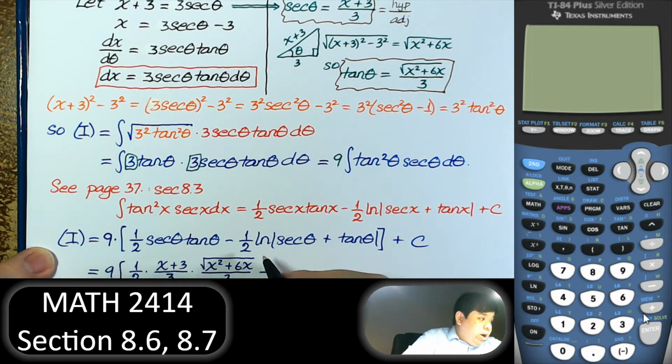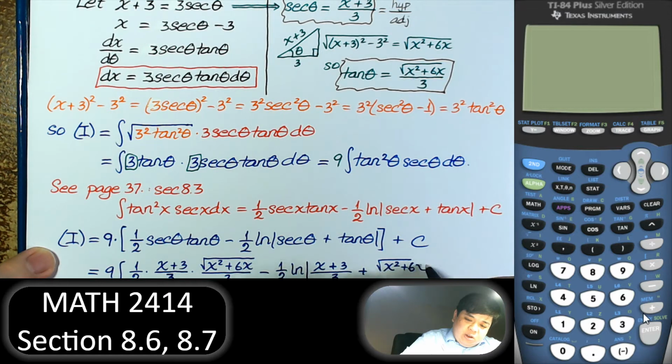minus 1/2 ln of x plus 3 over 3 for secant, plus the square root of x squared plus 6x, sorry, over 3.